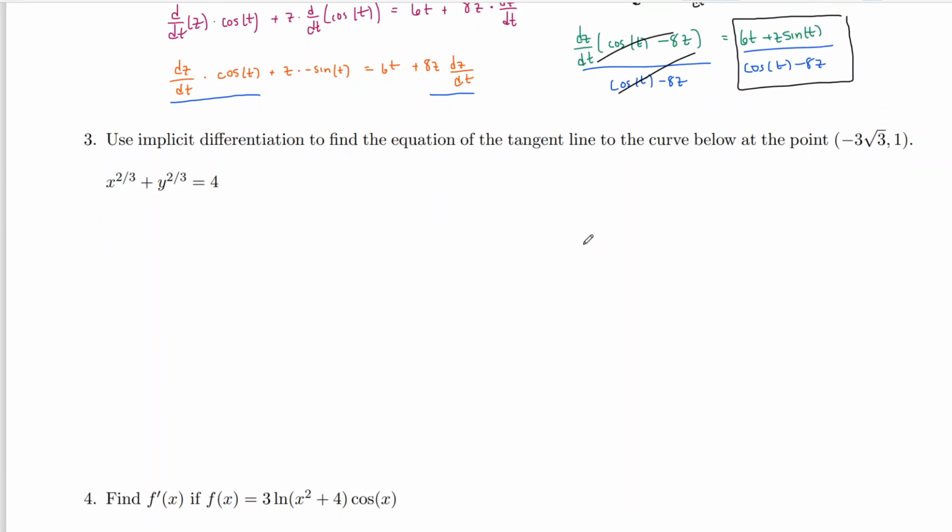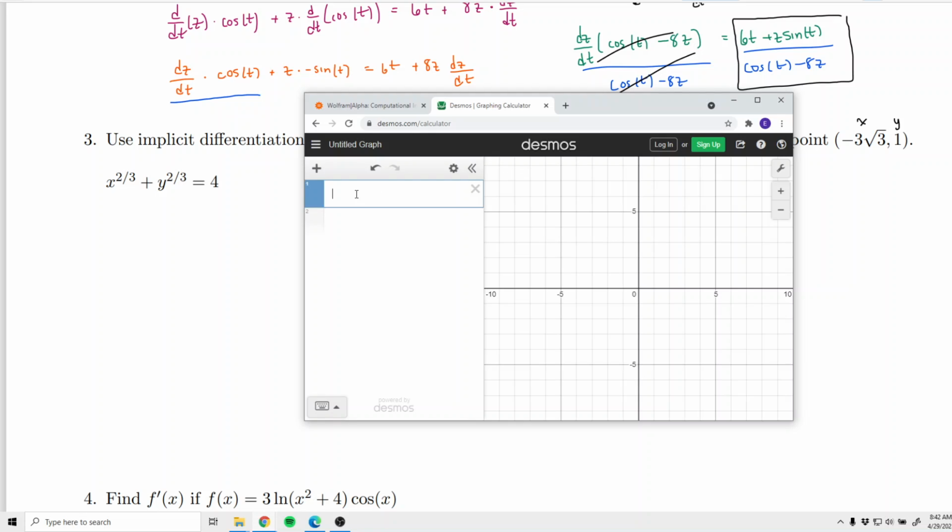So this next one says, use implicit differentiation to find the equation of the tangent line to the curve below at the point negative 3 square root of 3, that's x. We're using x's and y's, and then y is 1. Now, one thing I think is interesting is the way this graph looks. So I wanted to go ahead and actually show it to you, because it's something called an asteroid. I'm not sure if Desmos can do it. So actually, if it doesn't work, then Wolfram Alpha will work.